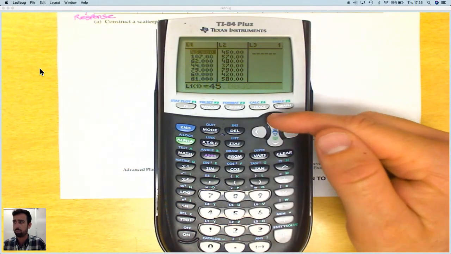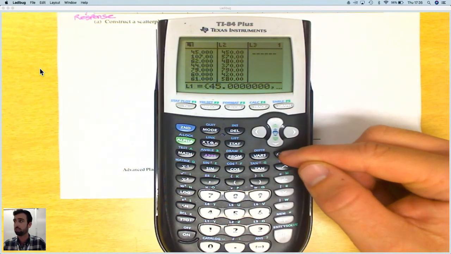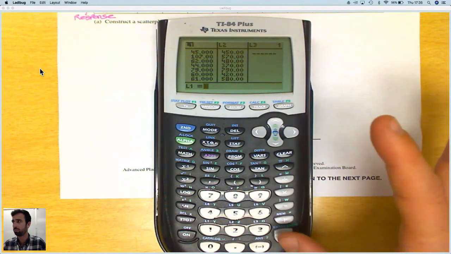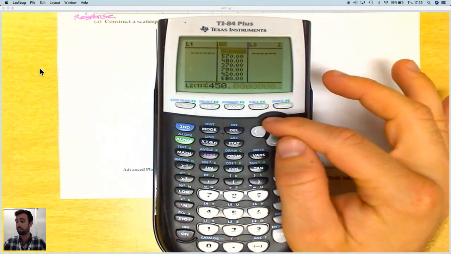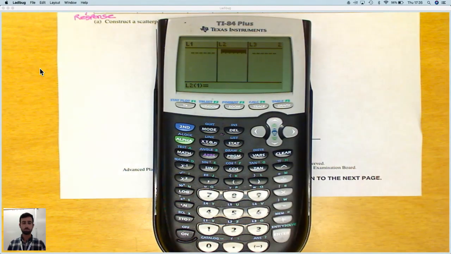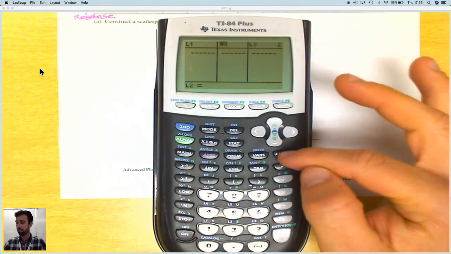I have stuff already in my list, so I want to go to the very top and hit the button that says clear. Once I hit clear, I then hit enter, and it should clear my list. Now, because scatterplots require two quantitative data sets, I also need to clear this one. Again, I went to the top, hit clear, then hit enter.